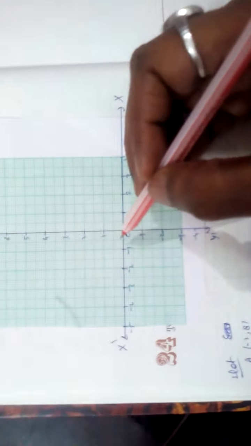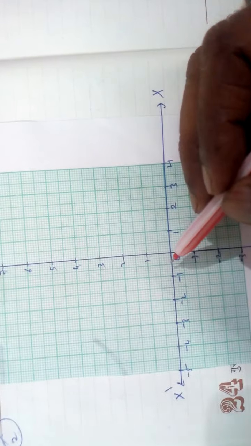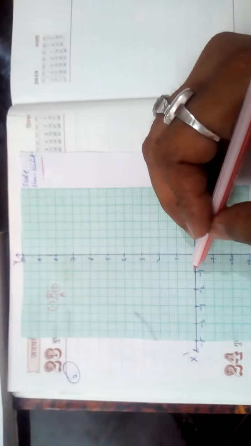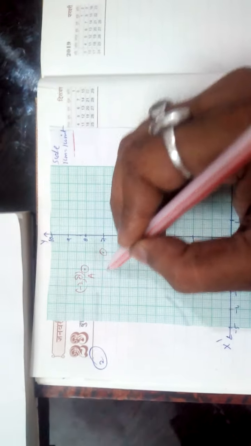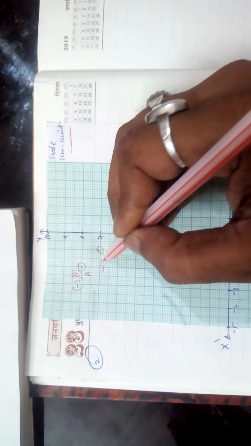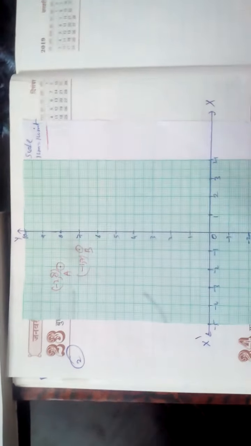B is minus 1, 7. What is the minus 1, 7? Minus 1 is this and 7 is this. So it is minus 1, 7, which is known as B.